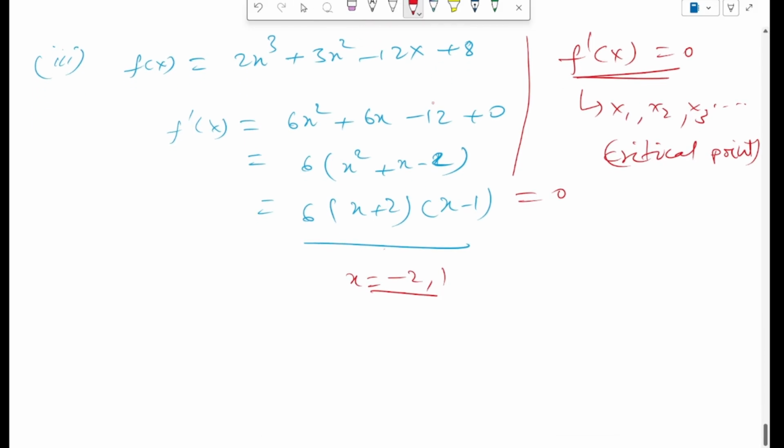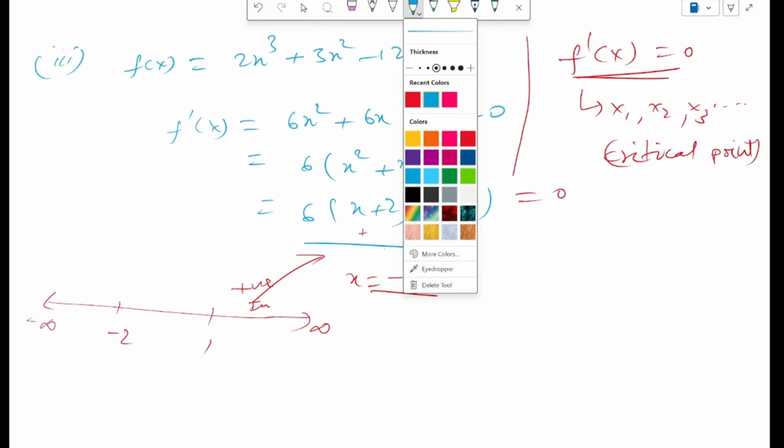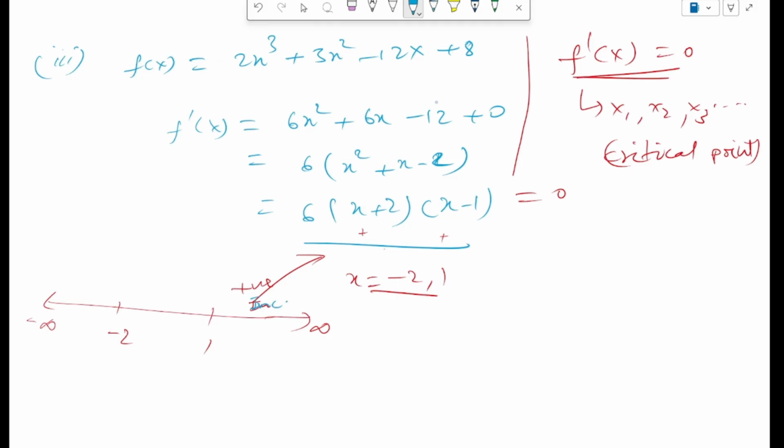So plot this on a number line. This is the number line. This is minus infinity, this is infinity, and −2 will come first, and then 1. Now put some value here and test in this region whether f'(x) is positive or negative. Put some value greater than 1, let's put 5. So this will become positive and this will become positive. So f'(x) is positive, meaning increasing. This is an increasing region for the function.